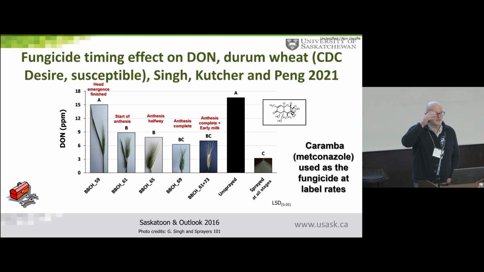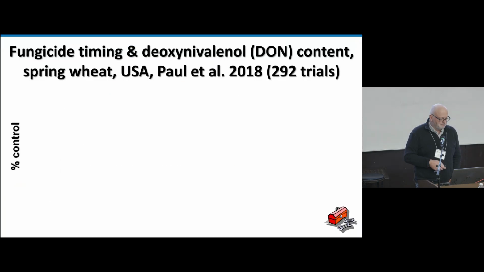And you can see that trend of a reduction of Dawn as we went to later and later fungicide application timings. The one bar on the far right is actually fungicide at all 5 timings, which would not be an economic response, but a single application anywhere from growth stage 65, so anthesis halfway, and then up to anthesis complete, or even maybe a little bit beyond that, actually did quite well.